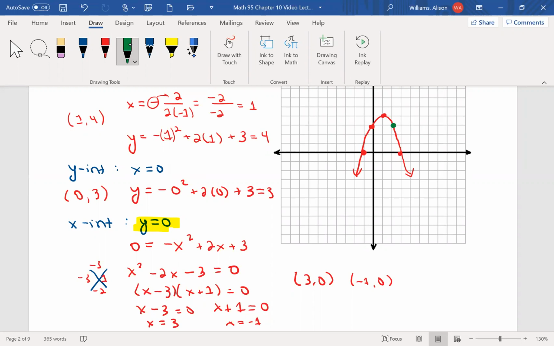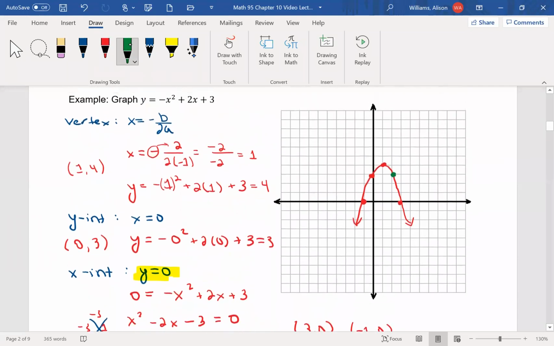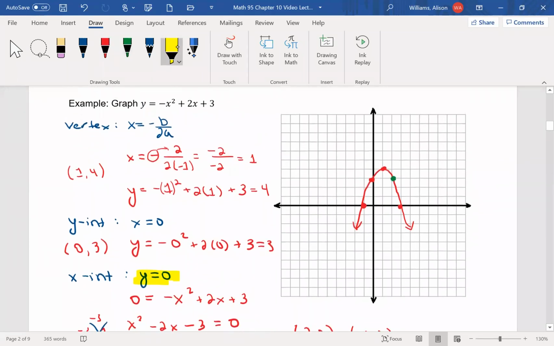Now it's upside down, and I could have told that from the fact that at the very beginning, the leading number is negative. So when A comes out negative, we get an upside down parabola like this. When it's positive, like the first one we did, it came out right side up, facing upward. Okay, let's try another one.